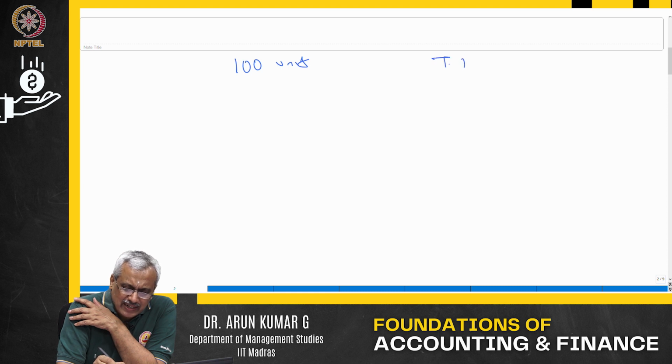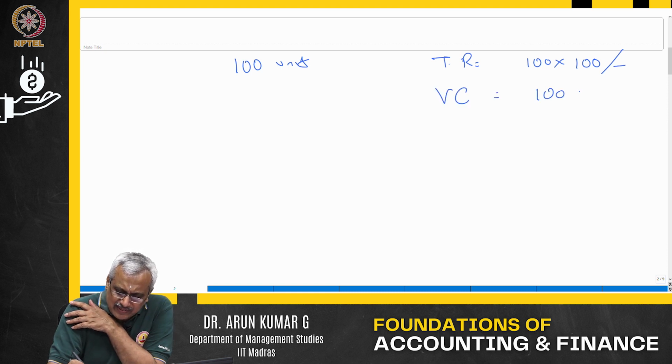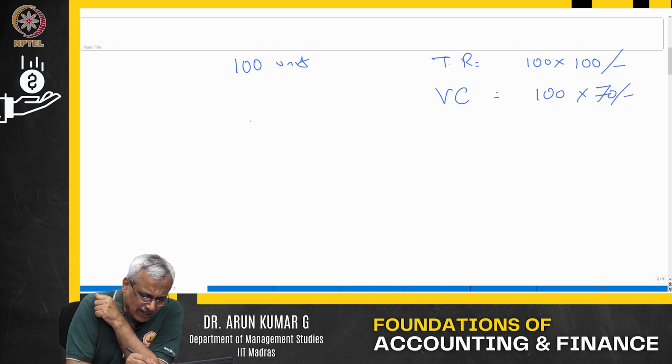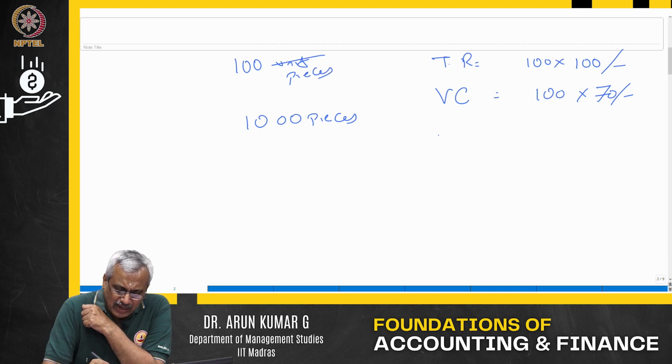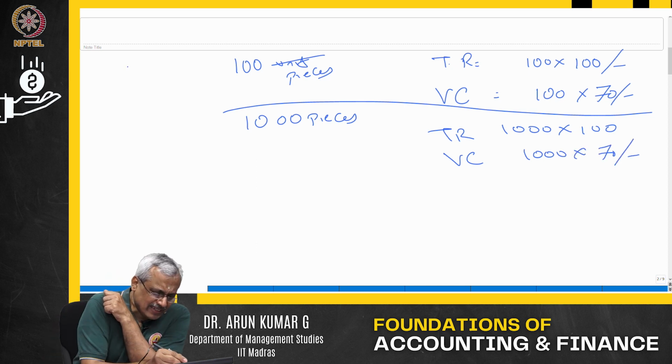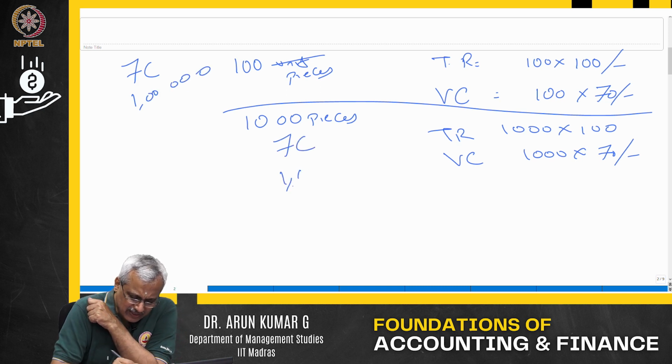My total revenue will be 100 into 100 rupees per unit. My variable cost will be 100 units into 70 rupees per unit. If I manufacture 1000 pieces, my total revenue in this case is going to be 1000 into 100 and my variable cost is going to be 1000 into 70. My fixed cost here also is 1 lakh. My fixed cost even here is 1 lakh.